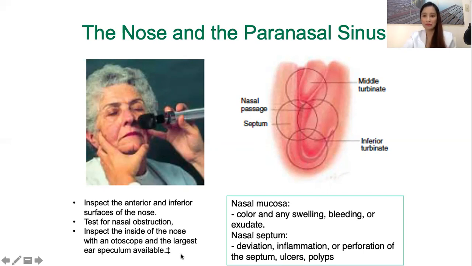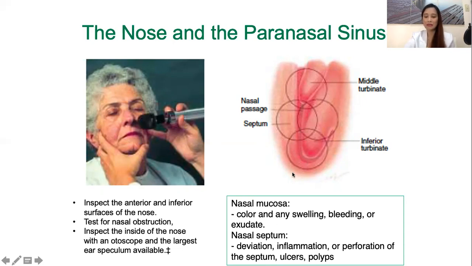And you should be able to see the inferior turbinate, the middle turbinate not so much, and you can also see the septum, so you can see if there's any deviation, if there's redness, discharge. So look for any swelling, bleeding, or exudates, and note also the color of the exudates, whether it's reddish, whitish, yellowish.